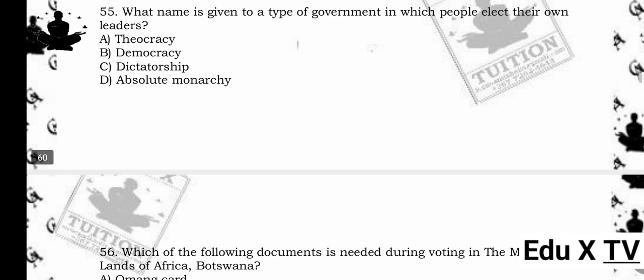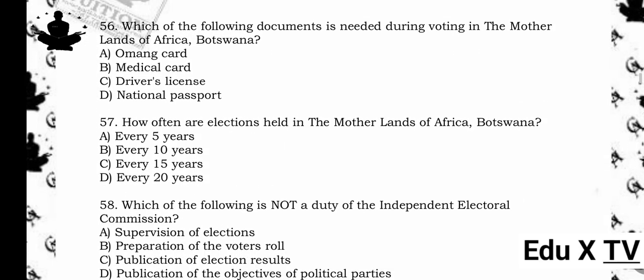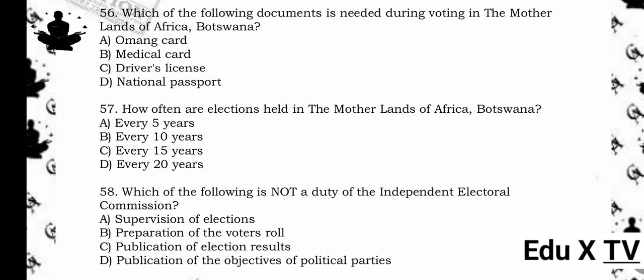55. What name is given to a type of government in which people elect their own leaders? A. Theocracy. B. Democracy. C. Dictatorship. D. Absolute monarchy. The answer is B. Democracy. Reason being, democracy is a form of government where people elect their own leaders. 56. Which of the following documents is needed during voting in the motherland of Africa, Botswana? A. Omang card. B. Medical card. C. Driver's license. D. National passport. The answer is A. Omang card. Reason being, the Omang card is the national identity card required for voting in Botswana.